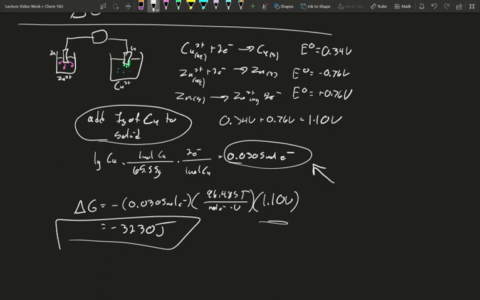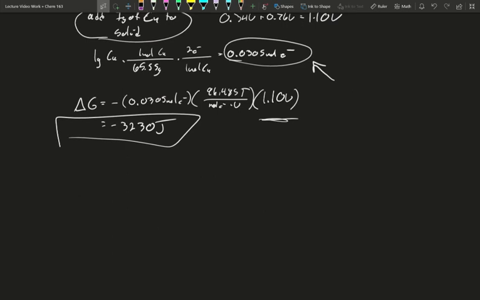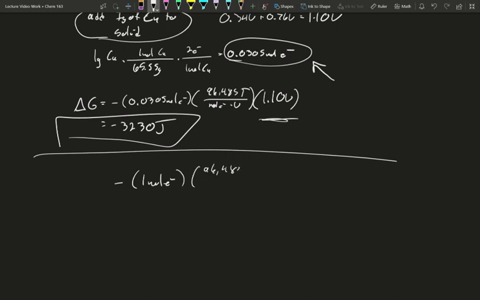If you could maintain this voltage and crank it up to a full mole, we could figure out how much free energy we could get for that full mole of electrons transferring. If we did that, it'd be negative 1 mole of electrons, 96,485 joules per mole electrons per volt, 1.10 volts. In which case we would get negative 106,134 joules, or negative 106 kilojoules.